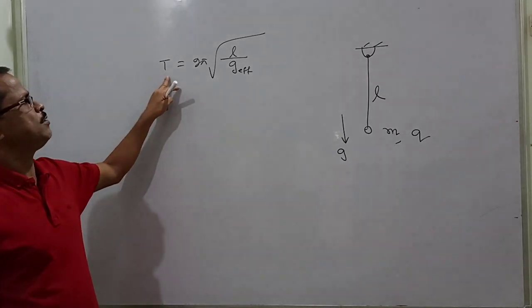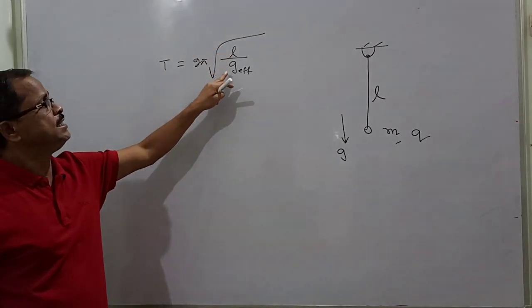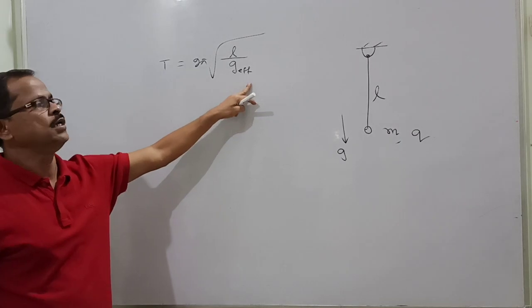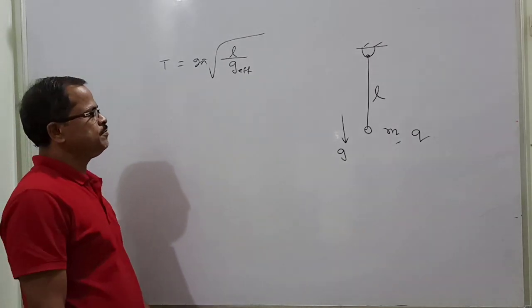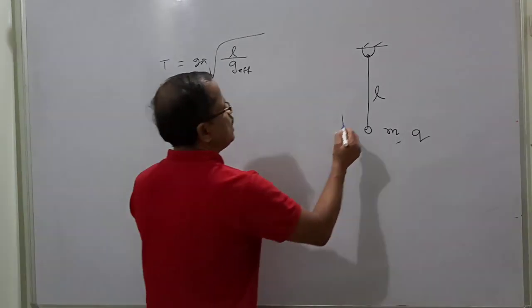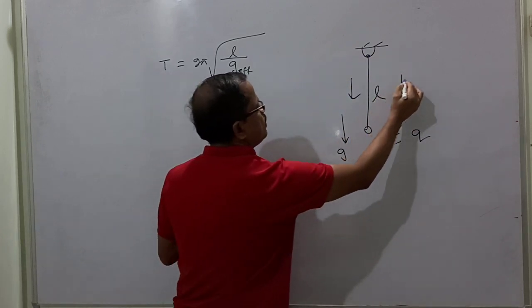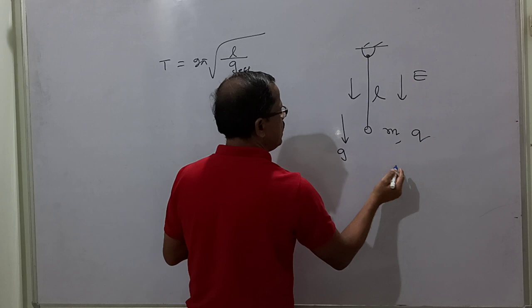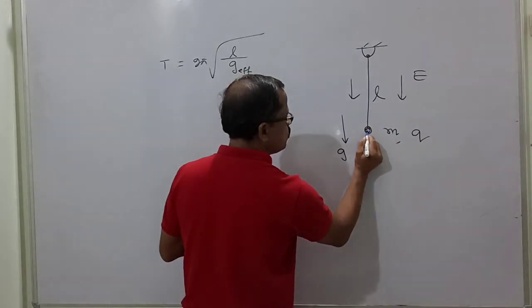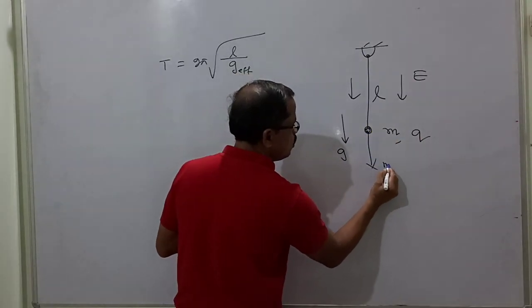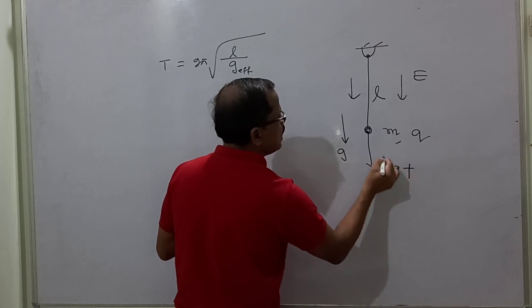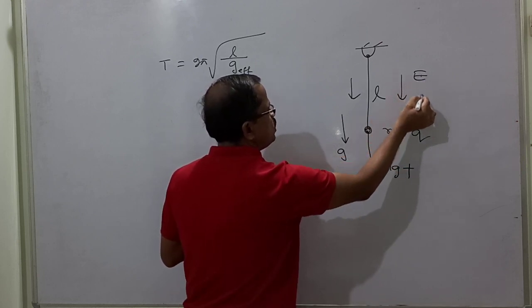The time period of a simple pendulum is T = 2π√(L/g effective). Effective g is the net acceleration. So here, if an electric field is applied downward and this body has charge Q, how much force will be acting? The gravity force is mg. The electric force is equal to E times Q.